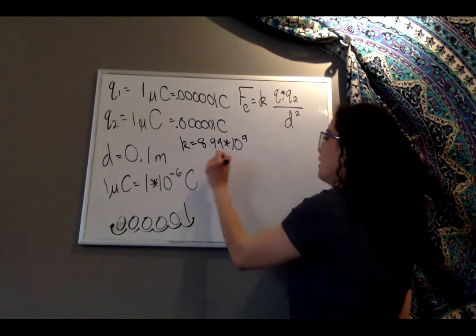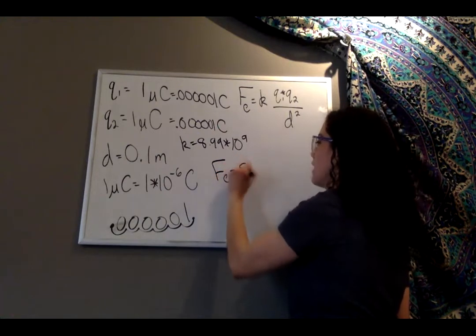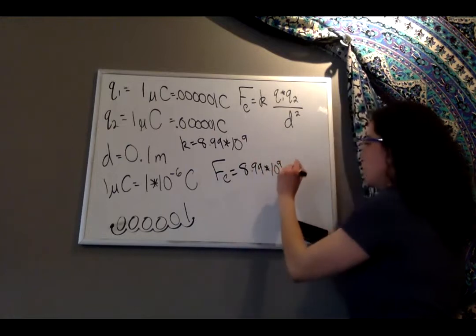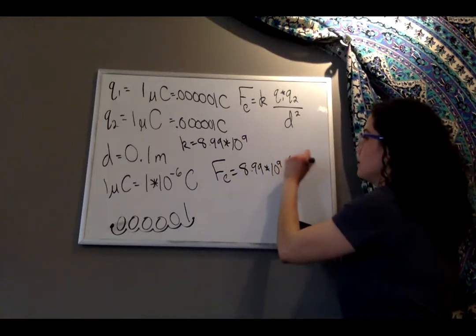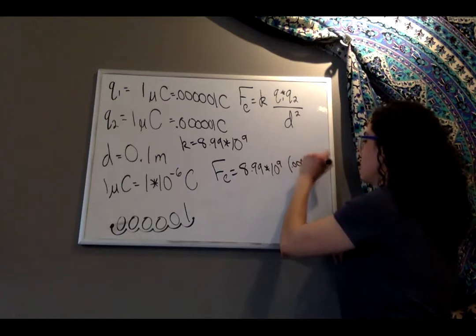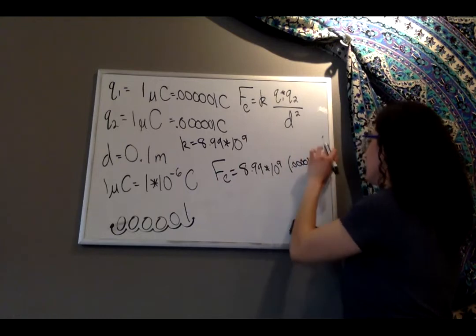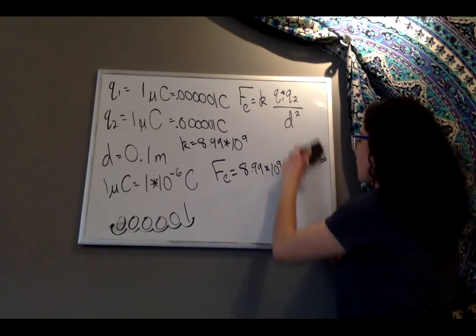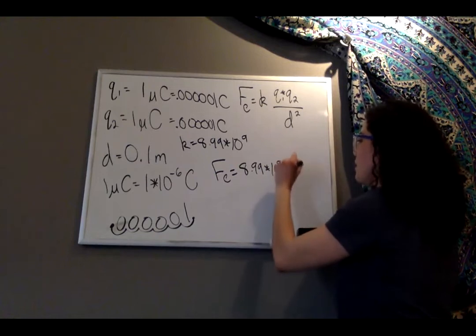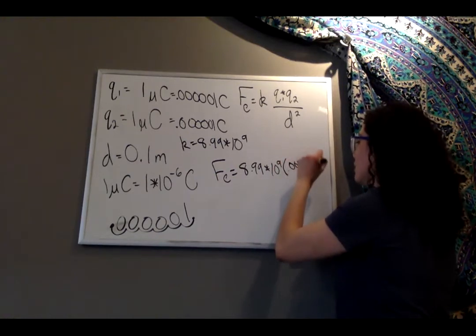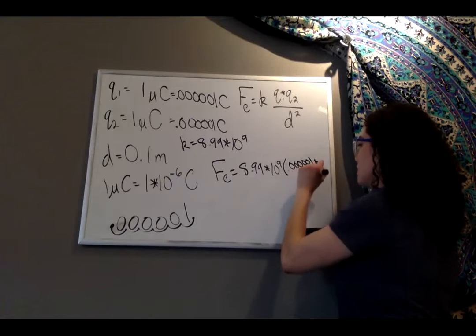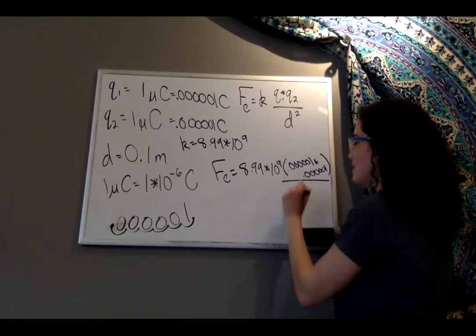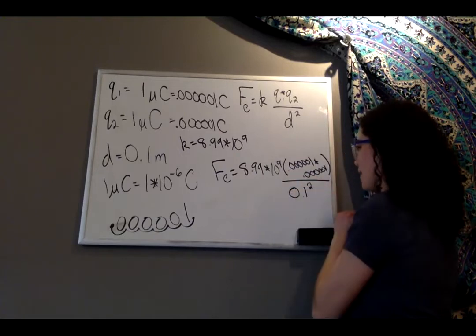We're just going to plug everything in. So I've got Fe equals 8.99 times 10 to the 9th, times my 0.000001 times 0.000001. I'm missing a 0 every single time, you guys. I wish you were here to correct me. This is killing me. And we're dividing that by 0.1 squared.